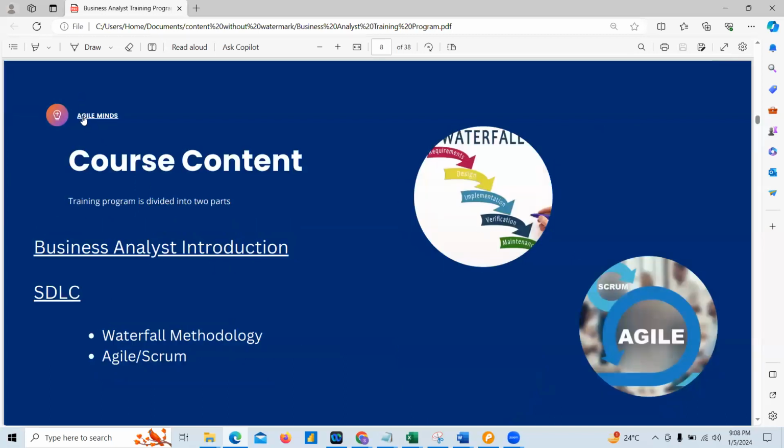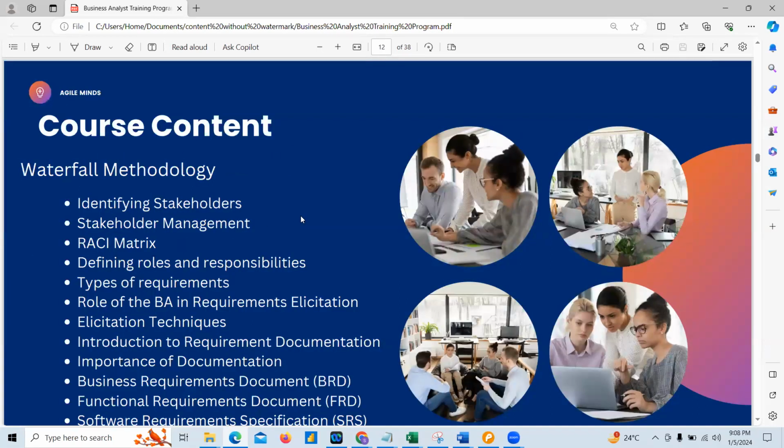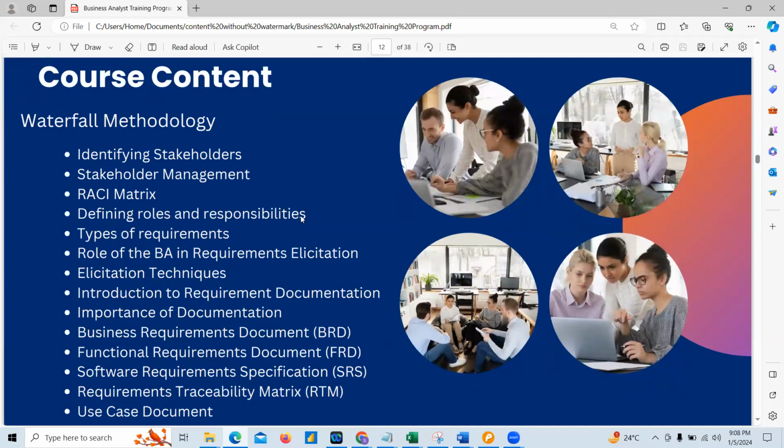Then comes SDLC. In SDLC, again, it is divided into two parts: one is the waterfall methodology and another is agile. In the waterfall methodology, we learn how to identify the stakeholders. As someone said, we have to identify the right stakeholders. How do we do that? Using the RACI matrix. We will learn how to apply the RACI matrix in real time in the project, and how to identify the stakeholders, that is, stakeholder management.